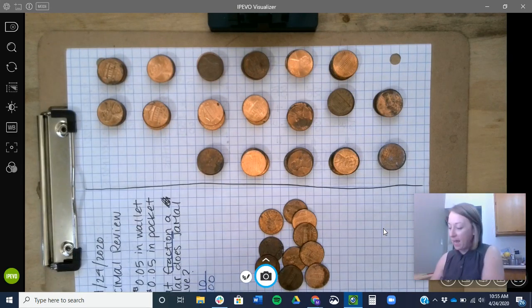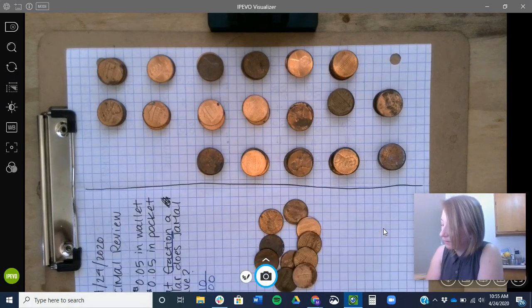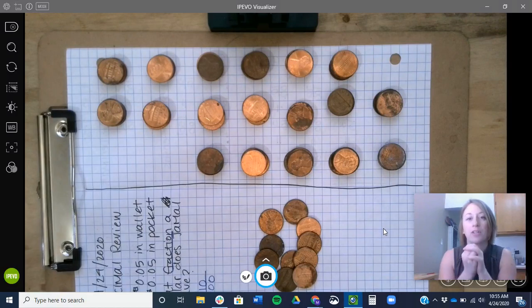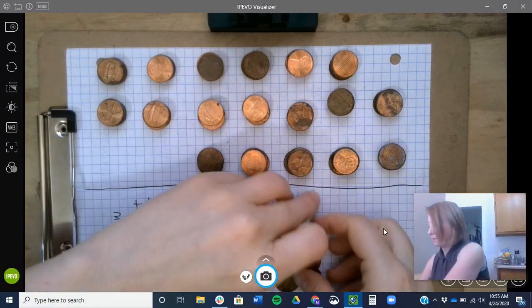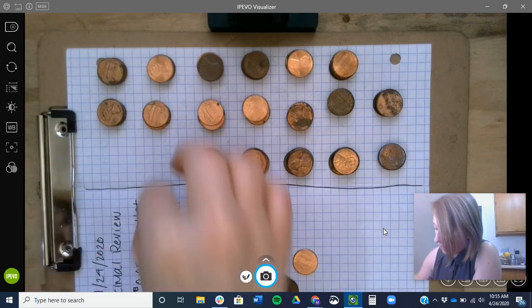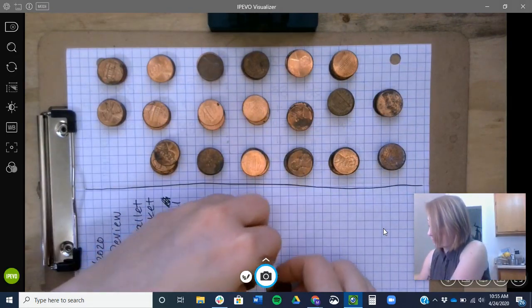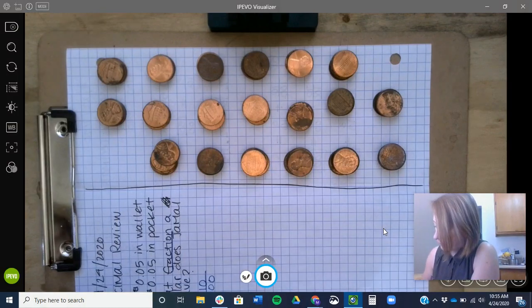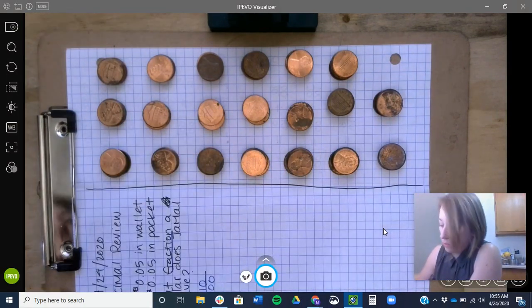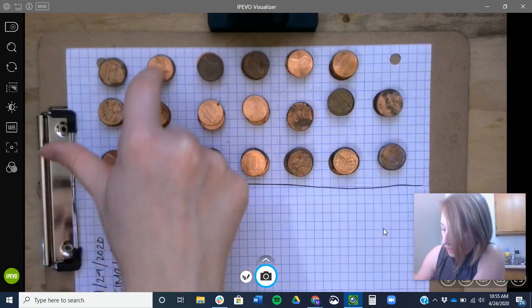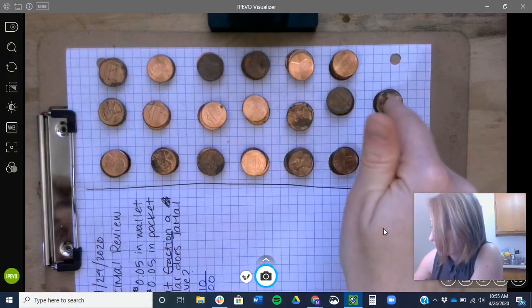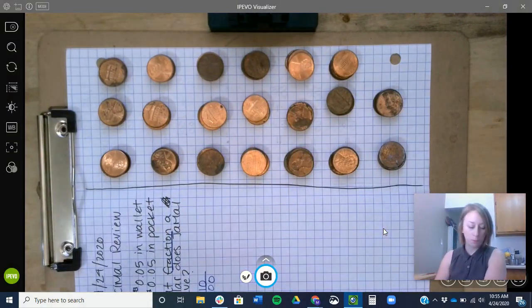Well, if I have 10 pennies here, I can also collectively count them as a group. So what that means is, if I bring them back to their groups of 5, we can say that we have 1, 2, 3, 4, 5, 6, 7, 8, 9, 10, 11, 12, 13, 14, 15, 16, 17, 18, 19, 20. Well, 20 groups of 5.